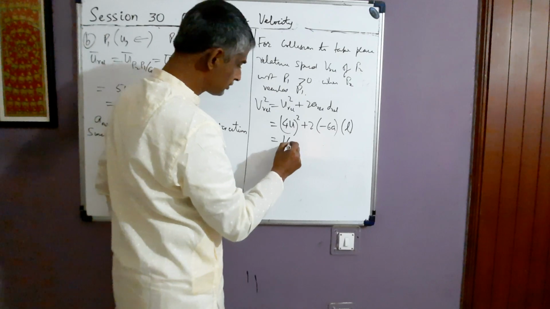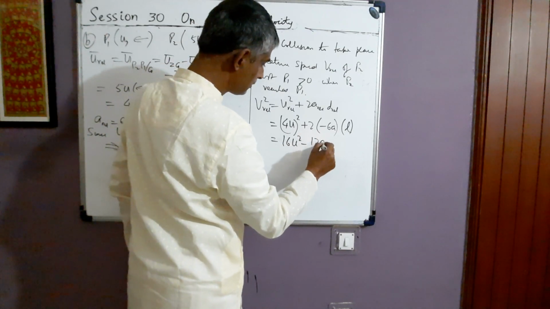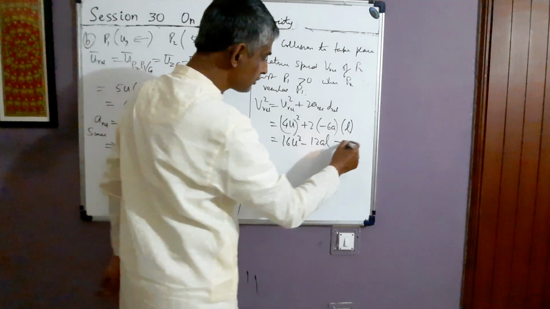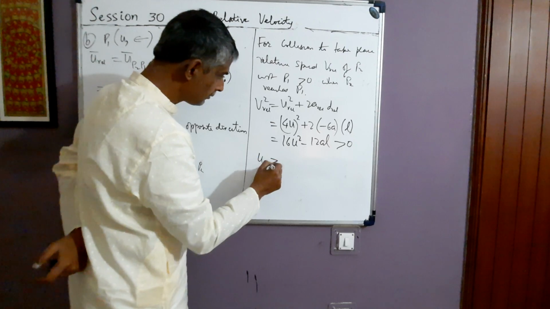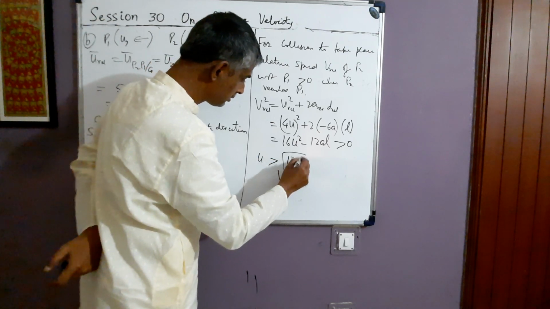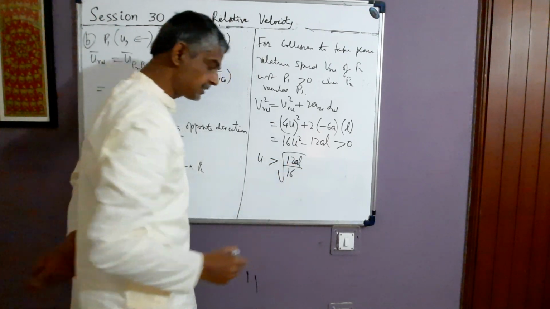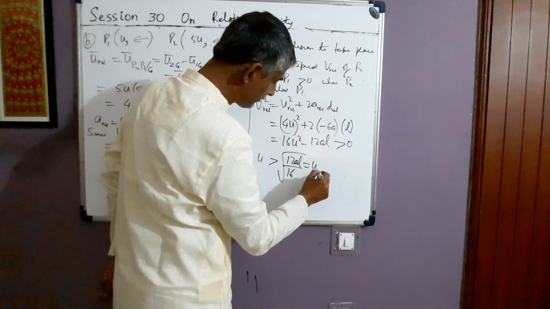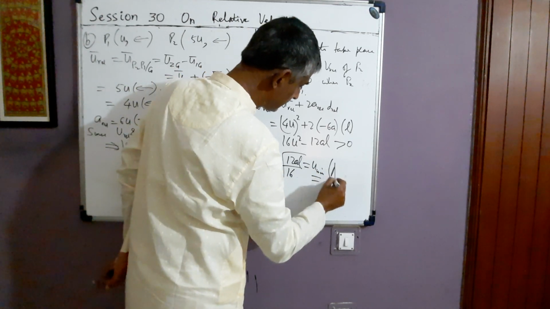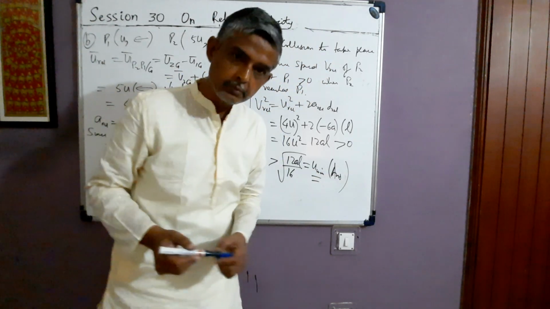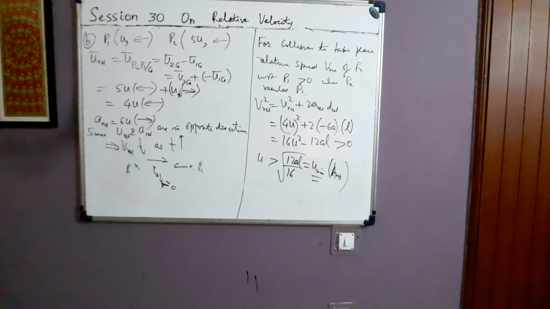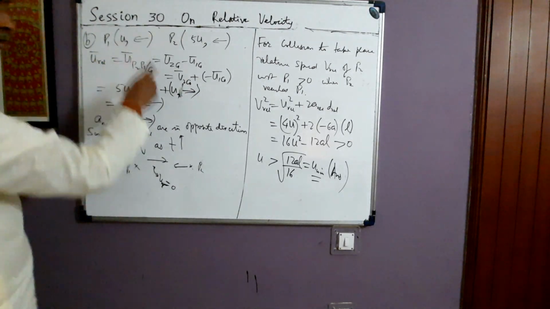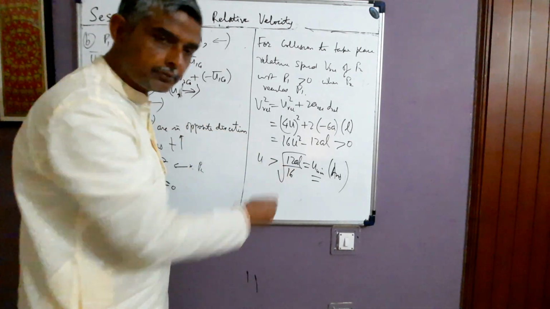So this is equal to 16u square minus 12aL. This should be more than 0. So u should be more than root under 12aL by 16. This is therefore the minimum value of u. This is the required answer to part B of the question. Fine, alright. So part B also has been solved. This is the minimum value of u.